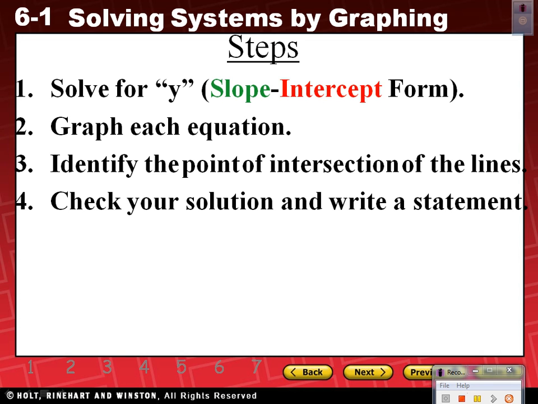Step 1, solve for y. Step 2, graph each equation. Step 3, identify the point of intersection of the lines. Step 4, check your solution and write a statement.